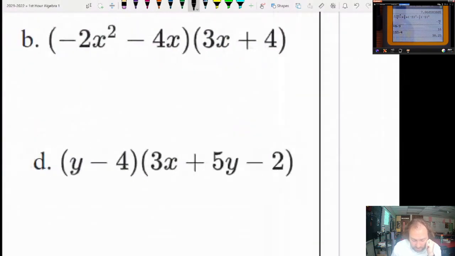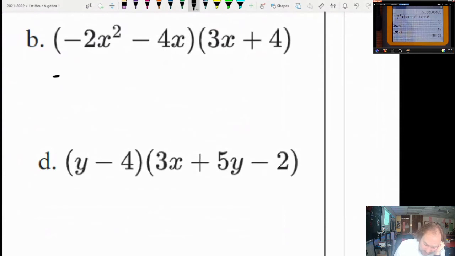Question B, again, very similar. I'm going to get a negative 6x squared. I'm going to get a negative 12x. Oh, whoops, I'm going to have negative 6x to the third power because I have 2 times 1 there. I'm going to have a minus 8x squared and a minus 16x. This is also a 12x squared, I think, if I got that right.